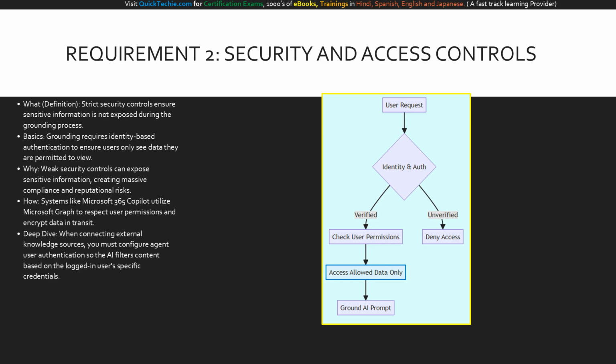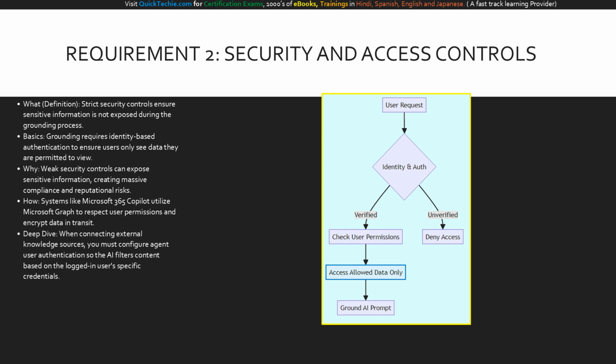A user request comes in and immediately hits the identity and authentication gate. If unverified, access is denied. If verified, the system moves to check the specific user permissions. The critical node is here, access allowed data only. The grounding mechanism must be restricted by this boundary. It only pulls documents that the user could manually open themselves.